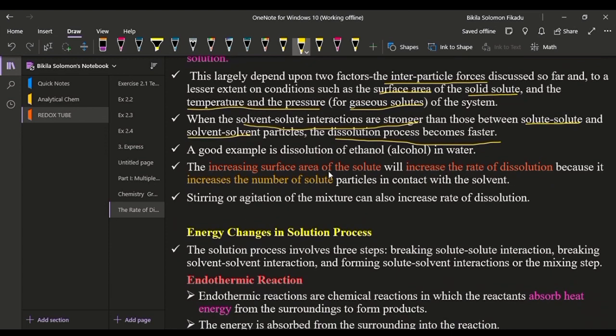So increasing the surface area of solids will increase the rate of dissolution.